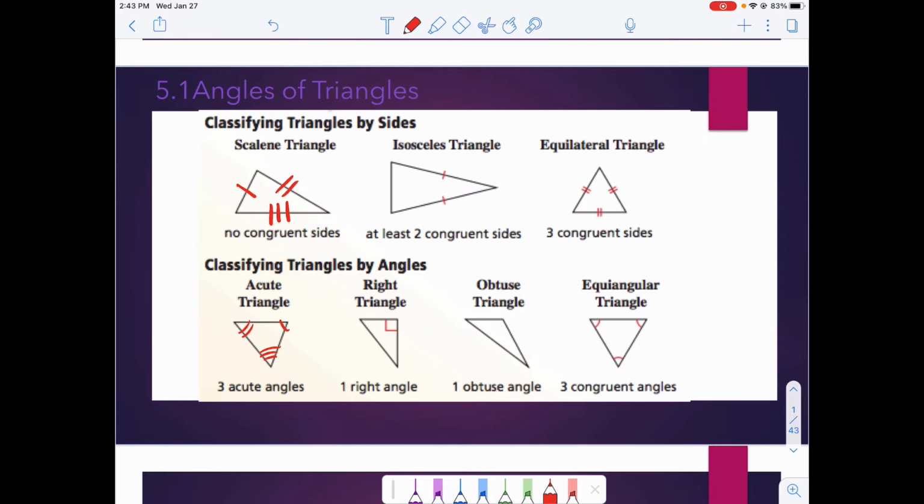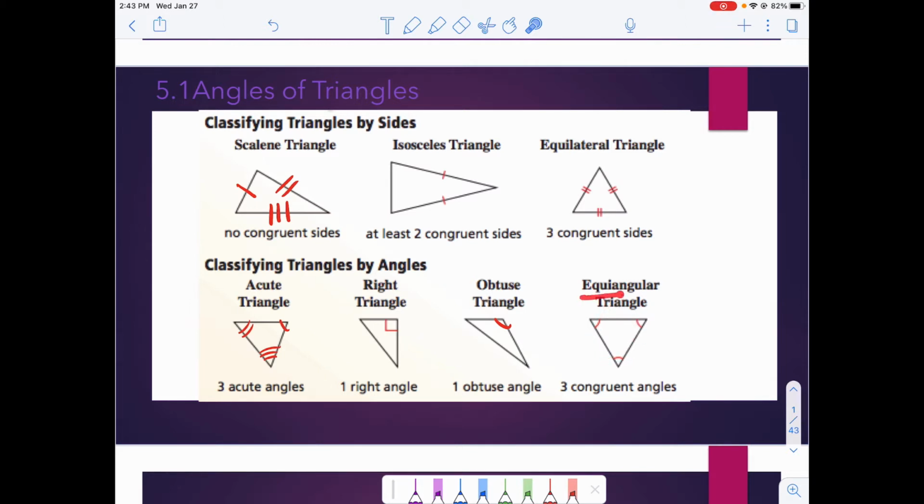The next one is a right triangle. A right triangle only has to have one angle that is 90 degrees. The next one that we have is an obtuse triangle. The obtuse triangle has to have one angle that is more than 90 degrees. That's what makes it an obtuse triangle. And the last classification of angles is an equal angular triangle. An equal angular triangle has to have all three of my angles be congruent.